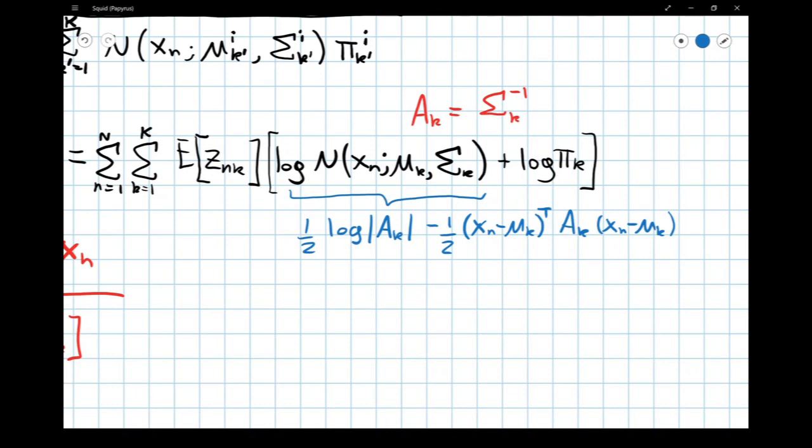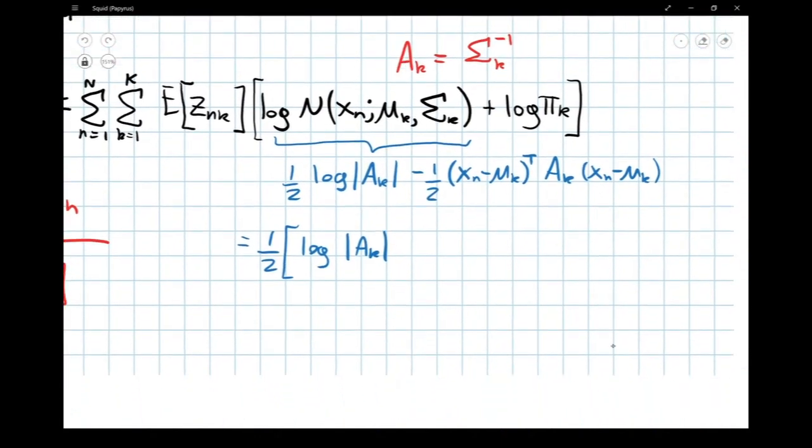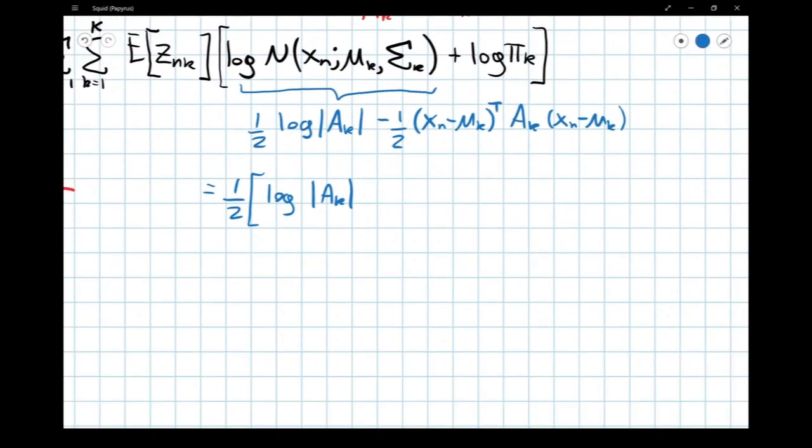And that is equal to, so we'll just take the half outside. So we have a log determinant precision matrix. Then there's a trick here which is going to make our vector calculus a bit easier. So this is equal to minus, you can write this as the trace of our matrix K, the precision matrix, times xn minus mu k multiplied by xn minus mu k transposed.